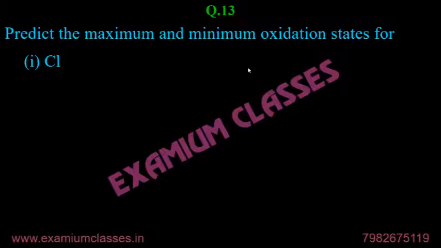Predict the maximum and minimum oxidation states for chlorine. What could be the maximum? So it is something you need to remember also. Obviously, you are not going to find out what could be the negative minimum or what could be the maximum. Sure, think again. Yes, Ashi, correct.